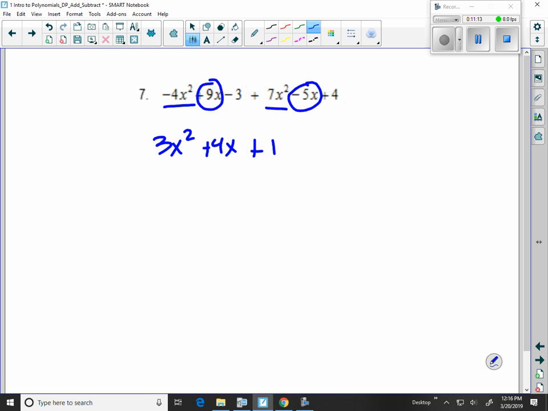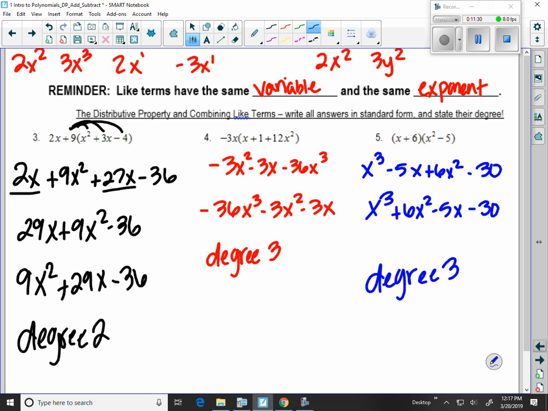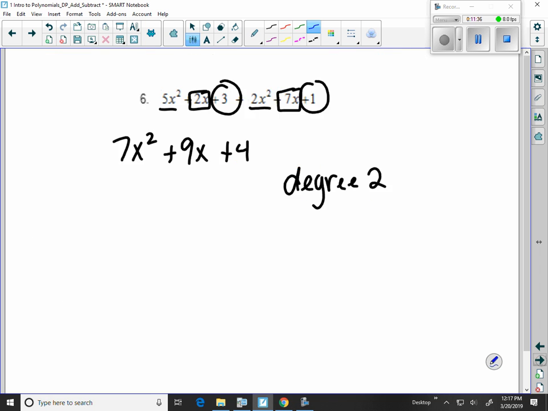What's my degree? How do you decide the degree? Degree is the highest exponent. Once you put it in descending order, with the highest exponent first, look at that exponent. Mine is 2, so it's degree 2. If I go back here, Jacob, to these, this one's degree 2, degree 3, degree 3. Does that make sense? Cool.